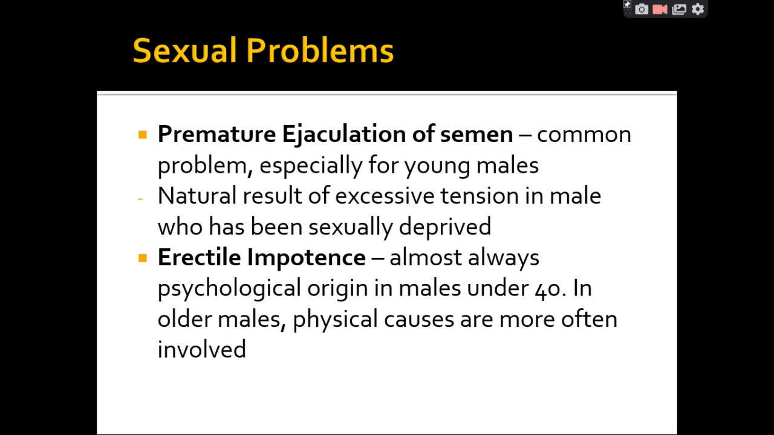Okay? And for erectile impotence, usually this has a physiologic origin. All right? For older males, there might be some organic causes. Let's say, for example, they are under medication, they have these kinds of illnesses that affect the erection of the male reproductive structure. So, erectile impotence is the inability to have or to maintain an erection for sexual intercourse.